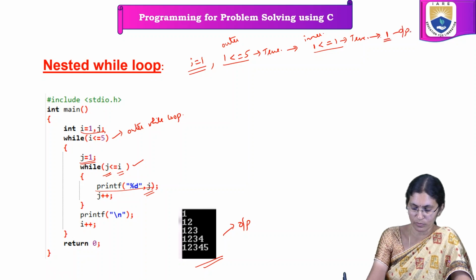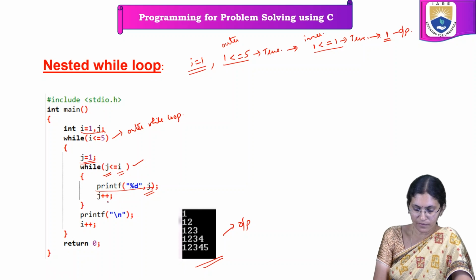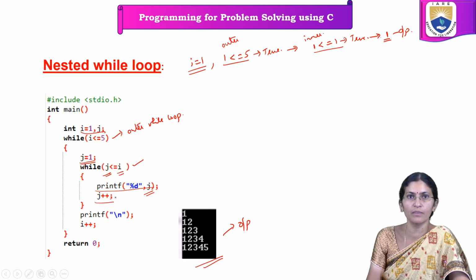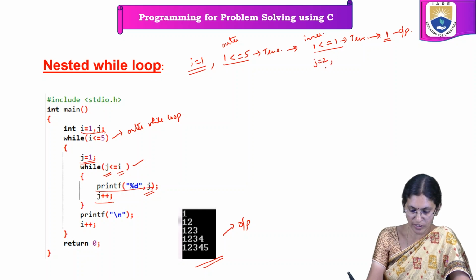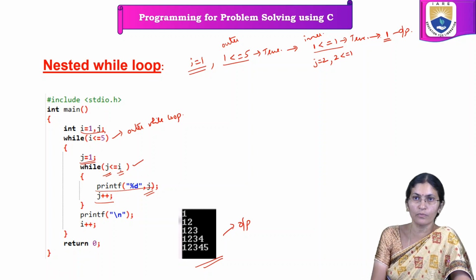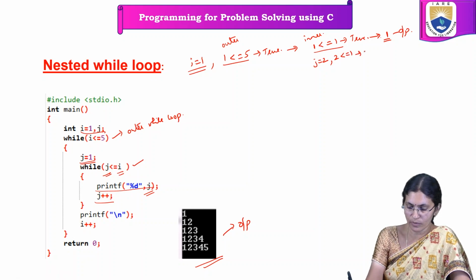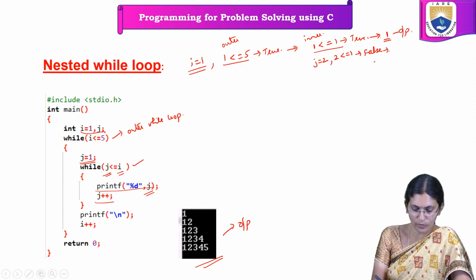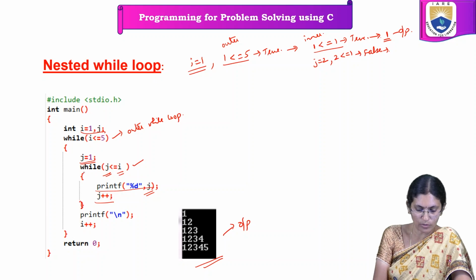So this will be the output. Next, after that, j will be incremented by 1. So now j is equal to 2. Again it will check the condition: 2 is less than or equal to 1. i is equal to 1 only, so 2 is less than or equal to 1 is false.